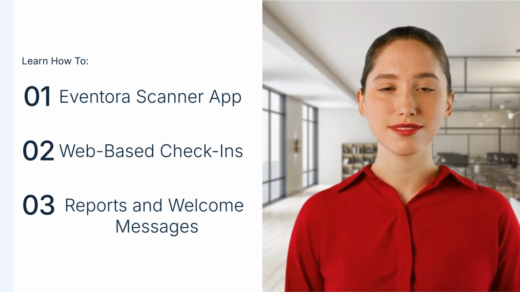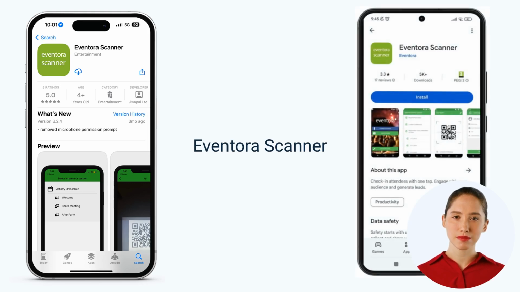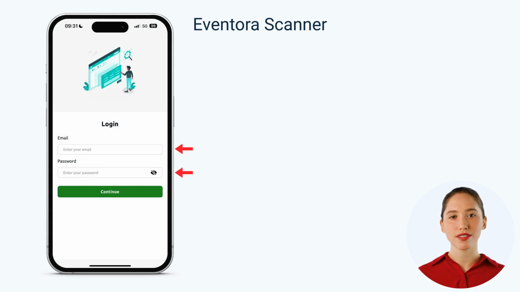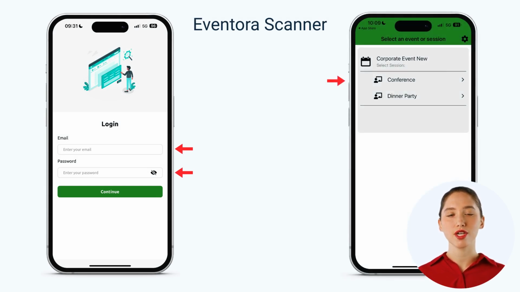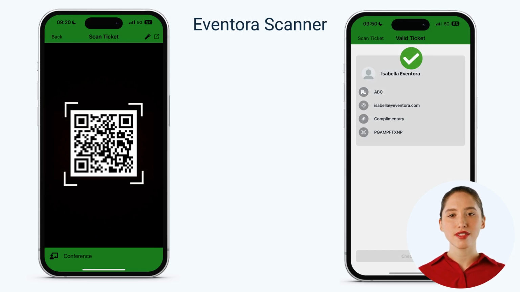So let's get started. Let's see how to check in attendees by using mobile devices. First, install the Eventora Scanner App. It is available for iOS and Android devices. Once you have installed the app, log in to your Eventora account and press on the event and session you wish to check in your guests. Scan your attendees' QR code, and once they are checked in, you can see their name, company, ticket type, and other details.